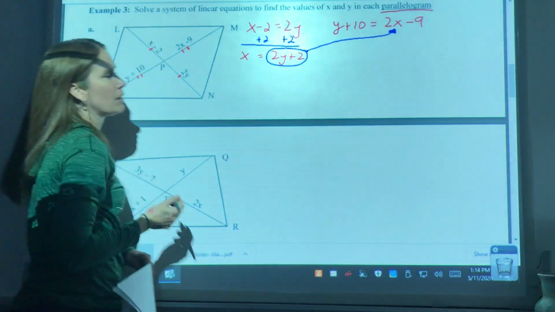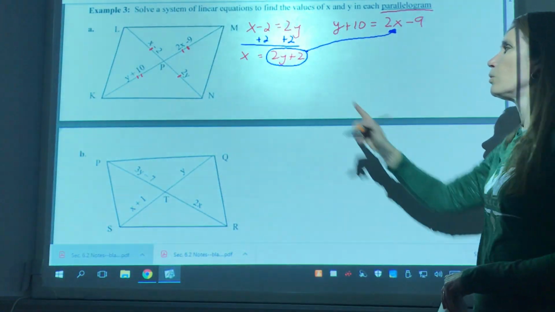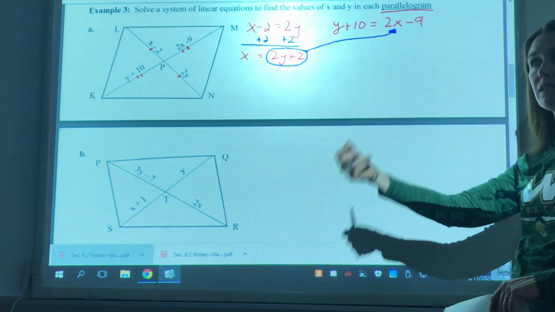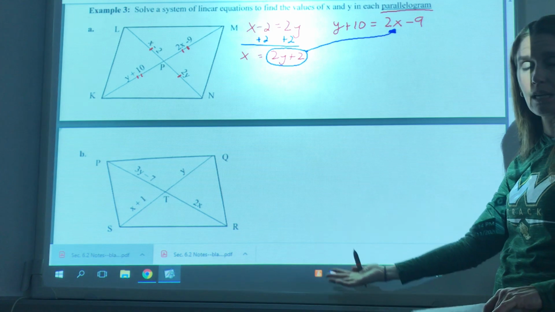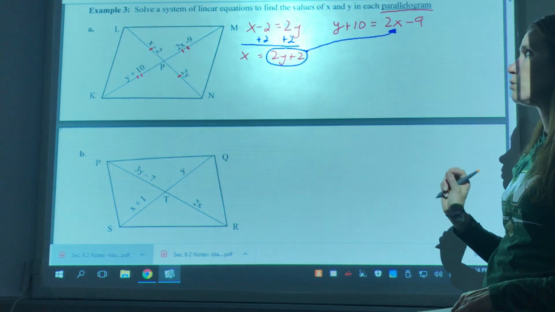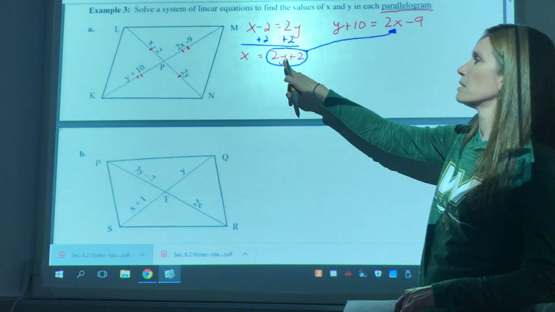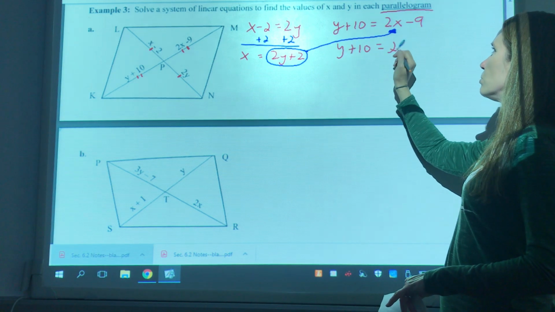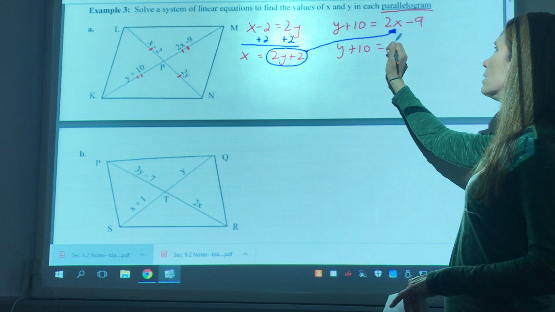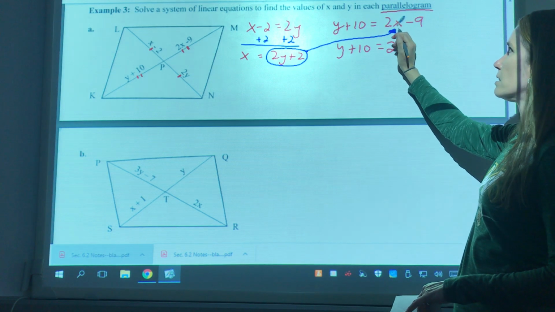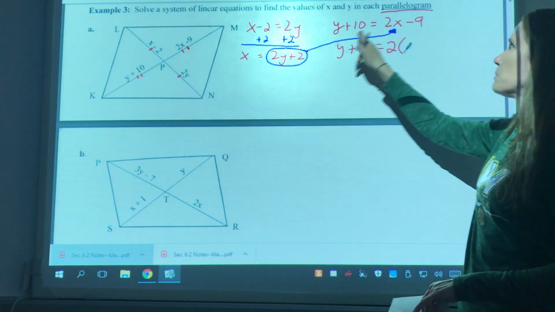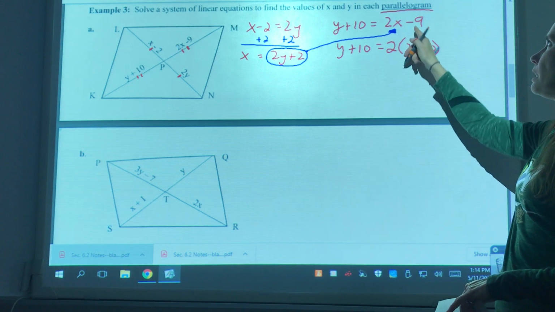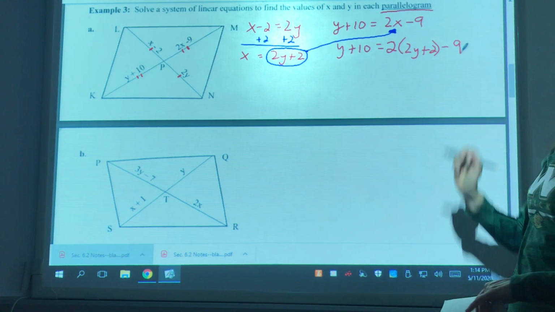Okay, now I'm going to rewrite this original equation with this put in for x's place. Remember, substitution is like the substitute teacher comes in place of the actual teacher because the actual teacher can't be here that day. So they're just putting something into something else's place. So I've got y plus 10 is equal to 2. Now I need to put parentheses around what I'm substituting in for x's place. So 2y plus 2, and then I need to finish it out with the minus 9.